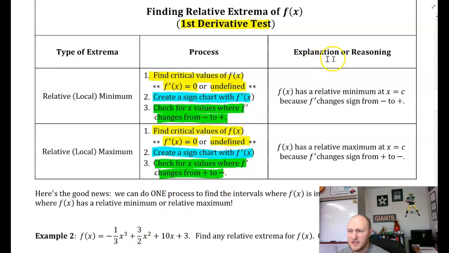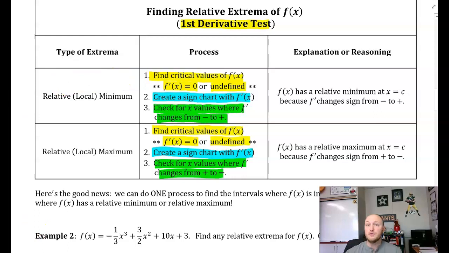And then your justification is just what we talked about. F of x has a relative minimum at x equals c because f prime changes sign from negative to positive, or from positive to negative. And if you're just speaking in general about relative extrema, you can say that it changes signs.